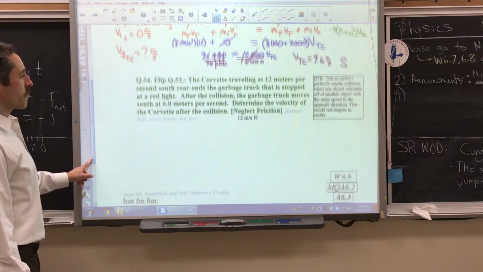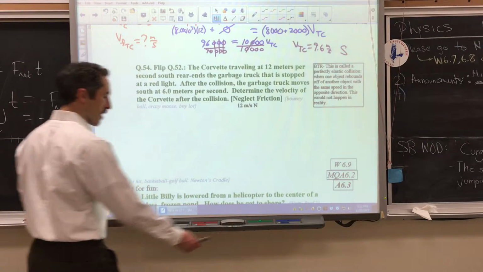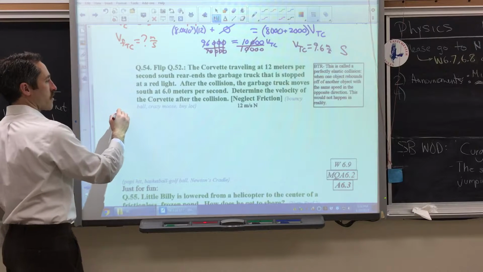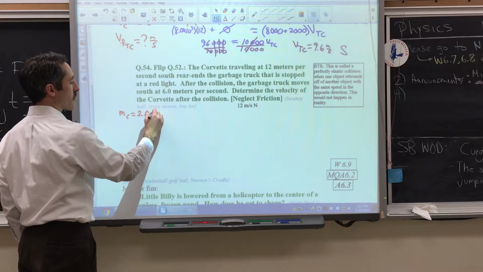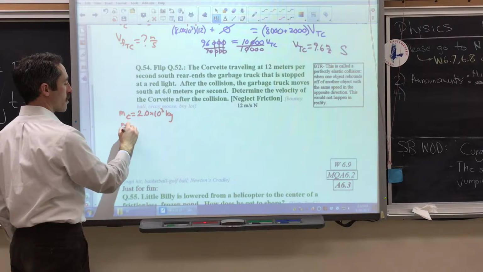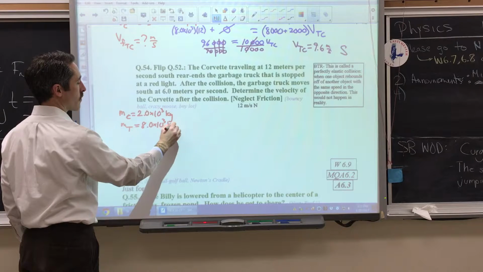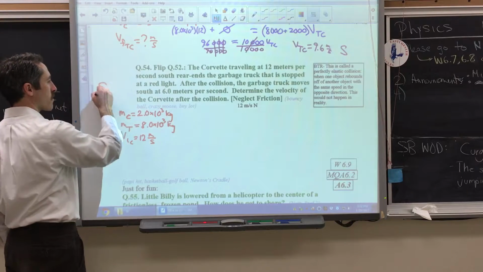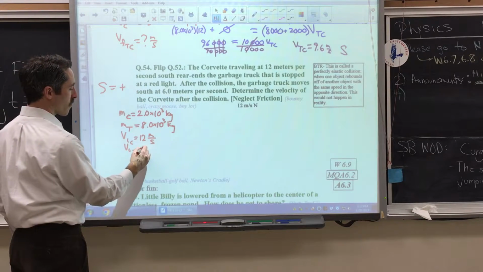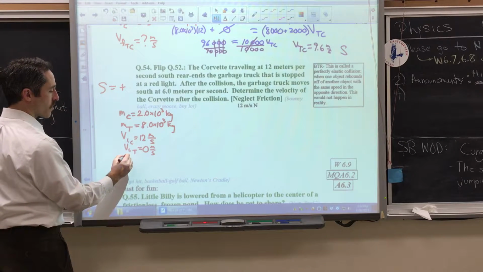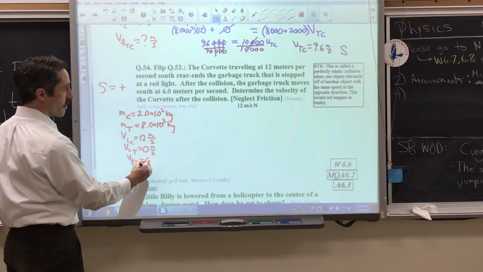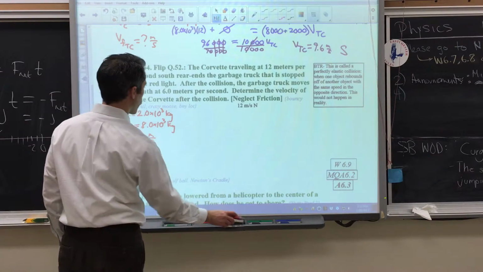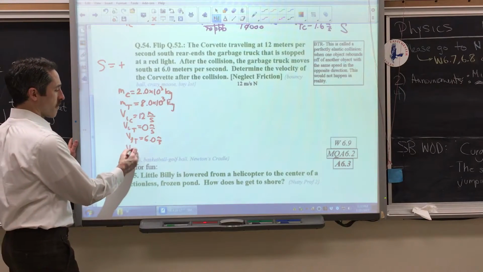All right, last one. Flip question 52. The Corvette traveling at 12 meters per second south. Now we're going to have the Corvette hit the truck. So, mass of the Corvette, 2,000 kilograms. Mass of the truck, 8,000 kilograms. Now the initial velocity of the Corvette is 12 meters per second south again, south positive. Initial velocity of the truck is 0. And after the collision, the final velocity of the garbage truck is 6 meters per second south. South we call positive, so we'll leave that positive. And finally, determine the final velocity of the Corvette.